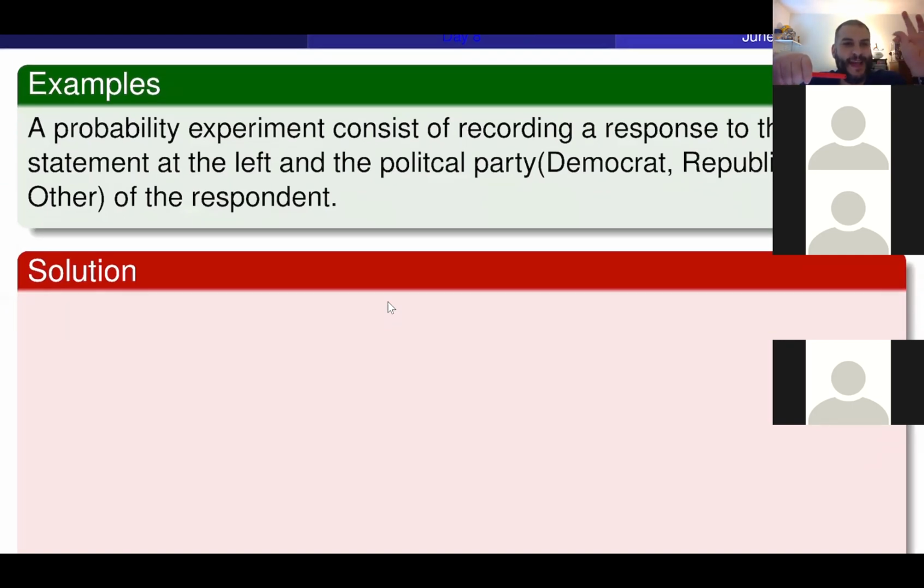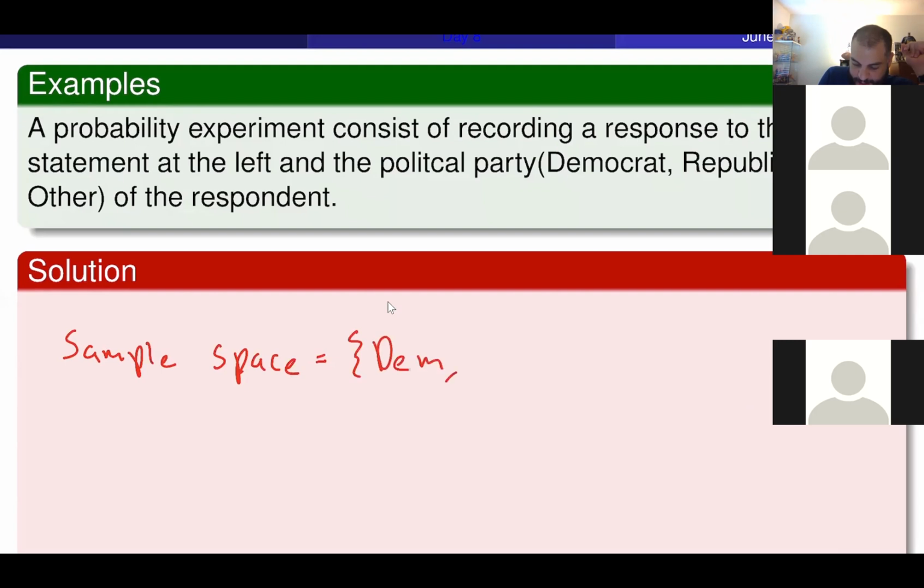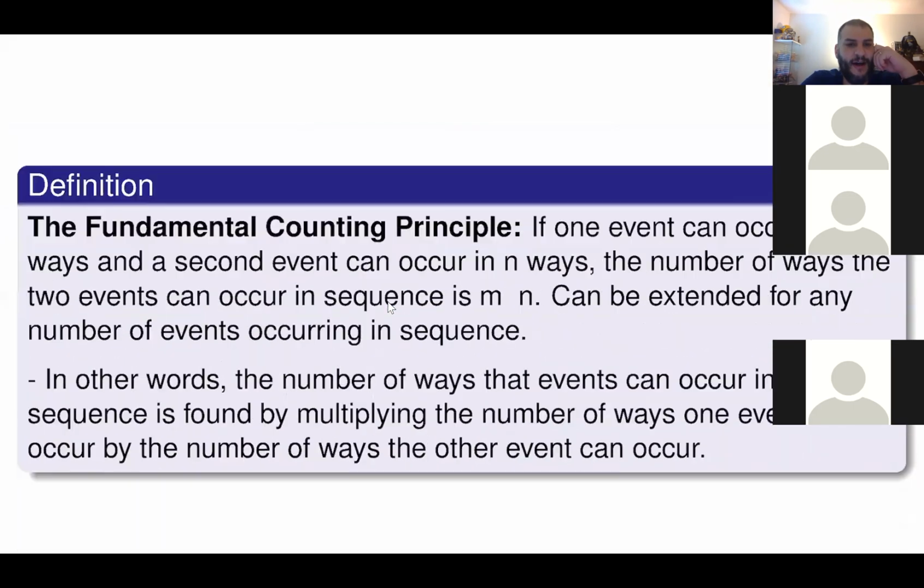So let's do this last one. A probability experiment consists of recording a response to the survey statement at the left and the political party. Well, let's forget about the statement at left. We just want to record the political party of the respondent. All we care about is the political party. So our sample space would be whether they're Democrat, Republican, or other. Those are all of the outcomes that could occur. And that's it for that last problem. Any question for this problem? No. So just remember for sample space, you're listing out all of the possible outcomes.